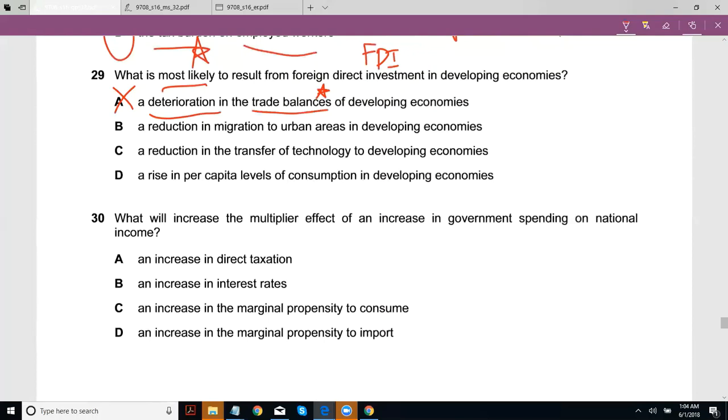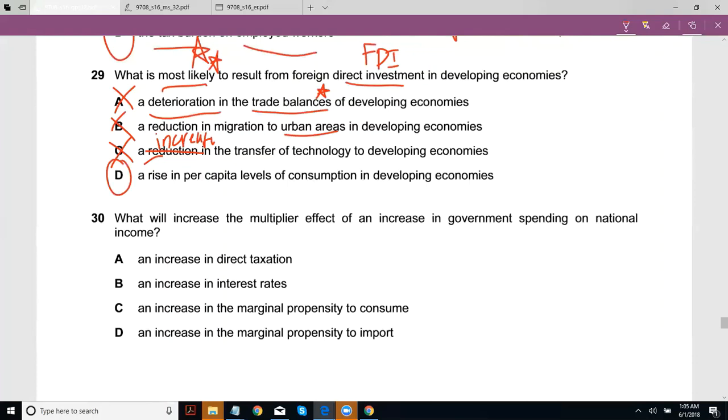A reduction in migration to urban areas in developing economies. Not sure how investment is going to do that. Most investment, in fact, is in urban areas, so that might increase migration because urban areas are getting better. So it's definitely not most likely. A reduction in the transfer of technology to developing economies. No, that's literally what you're doing. You're transferring technology through investments. So this is likely to increase, not decrease, the transfer of technology.